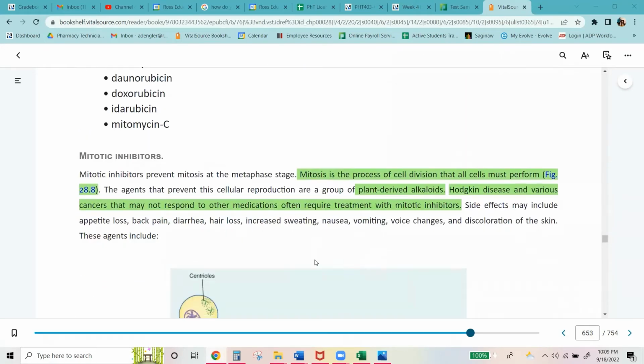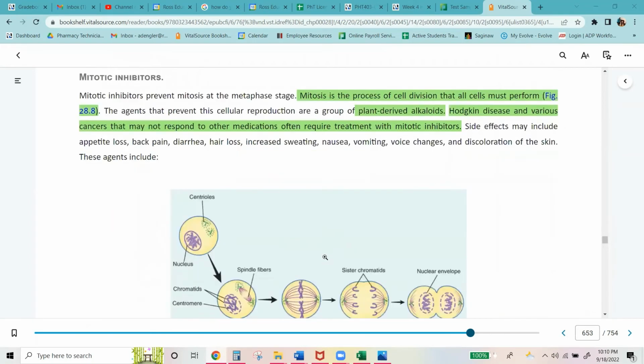Mitotic inhibitors prevent mitosis at the metaphase stage. Mitosis is the process of cell division that all cells must perform. The agents that prevent this cellular reproduction are a group of plant-derived alkaloids. Hodgkin's disease and various cancers that may not respond to other medications often require treatment with mitotic inhibitors.